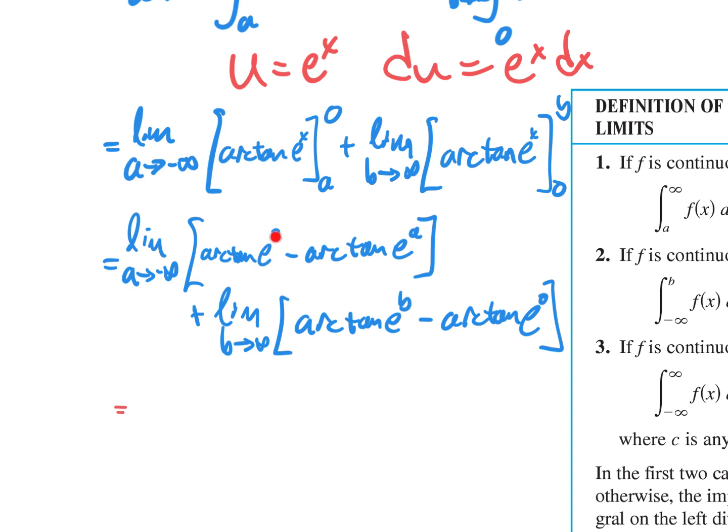E to the 0 is 1. The arctangent of 1, we say what angle has a tangent of 1? And that is pi over 4. Okay. So pi over 4 minus, now as a goes to negative infinity, e to the negative infinity is, what's that going to go to?